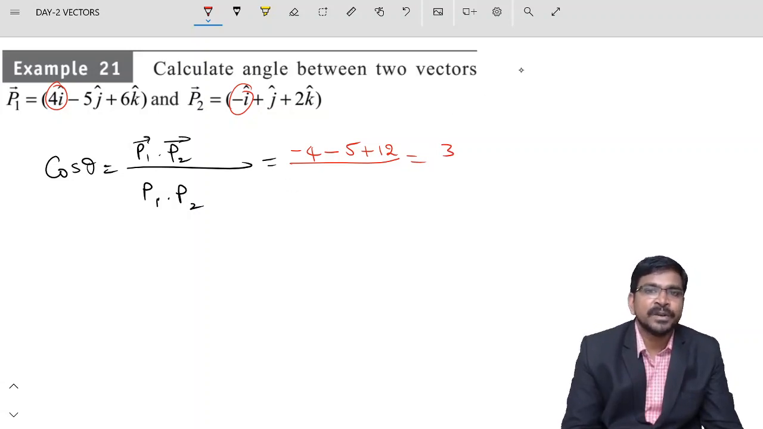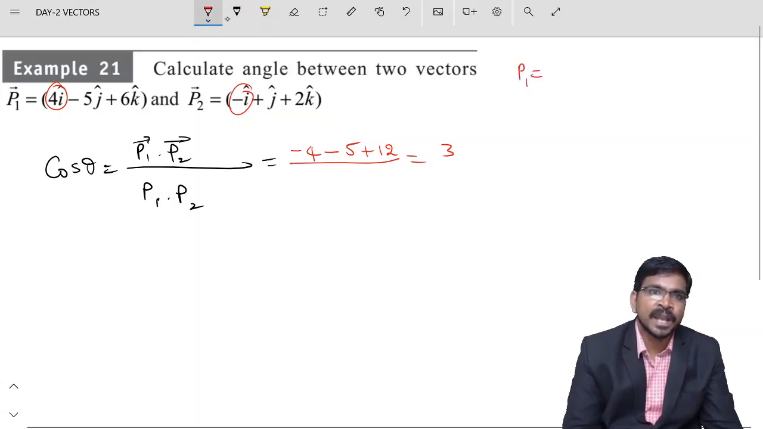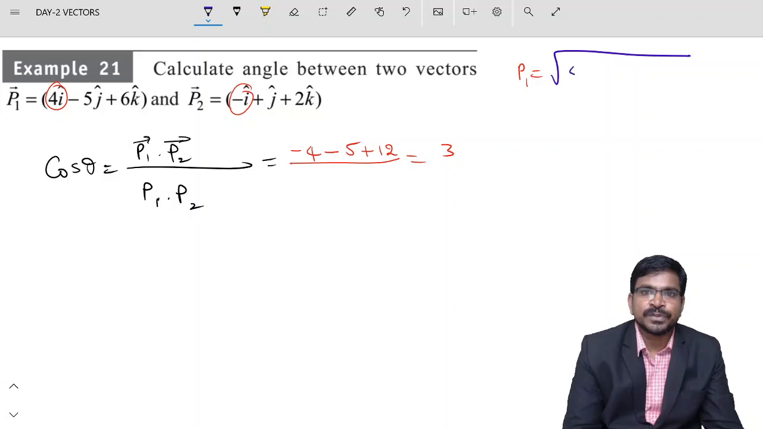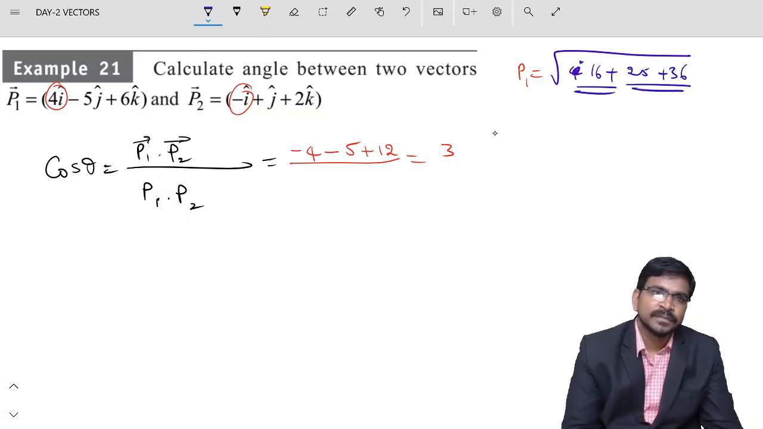What is P1 magnitude? P1 magnitude can be calculated with the help of the direct formula. Square root of 4 square, that is 16, plus minus 5 square, 25, plus 6 square, 36. 30, 20, 50, plus 10, 60. 12 plus 5, 19. 60 plus 19, 79. That is square root of 79.